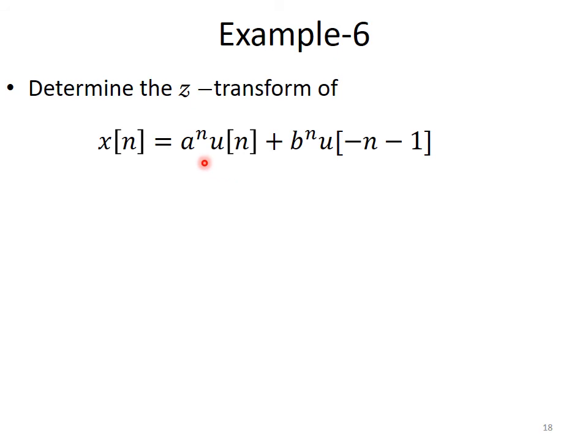Now in this example we have a two-sided sequence. Two-sided sequence means it has a non-zero value for positive values of n. Also it has non-zero value for negative values of n, so it exists on both sides of the origin. In this sequence, this one is the causal part and this one is the non-causal part. We have already determined the Z transform of the causal sequence as well as the non-causal sequence.